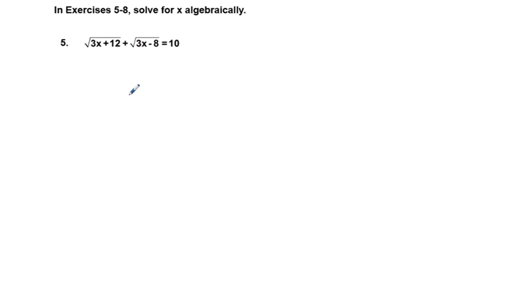Next, problem 5, solve for x algebraically. And what we have is this expression, the square root of 23x plus 12 plus the square root of 23x minus 8 equals 10. So I'm going to just rewrite these.